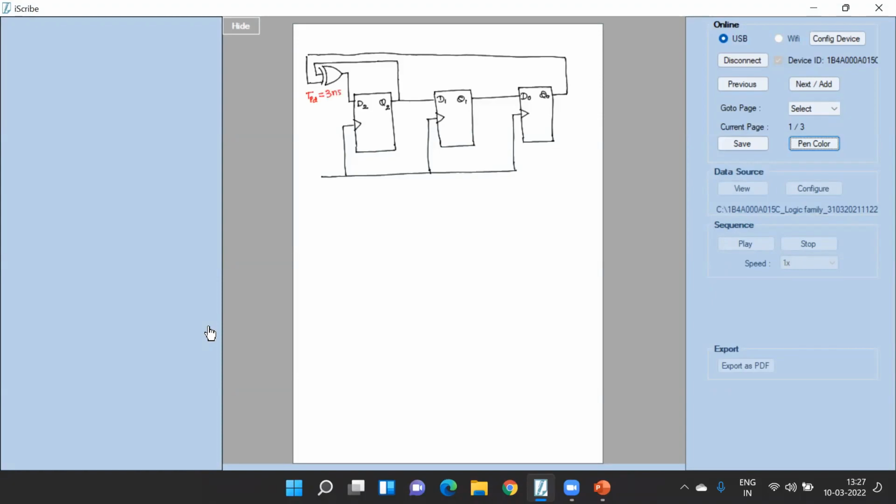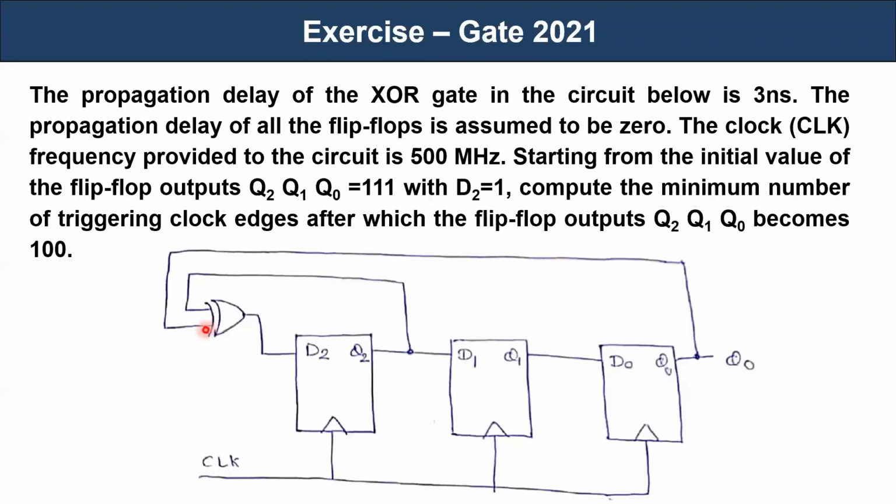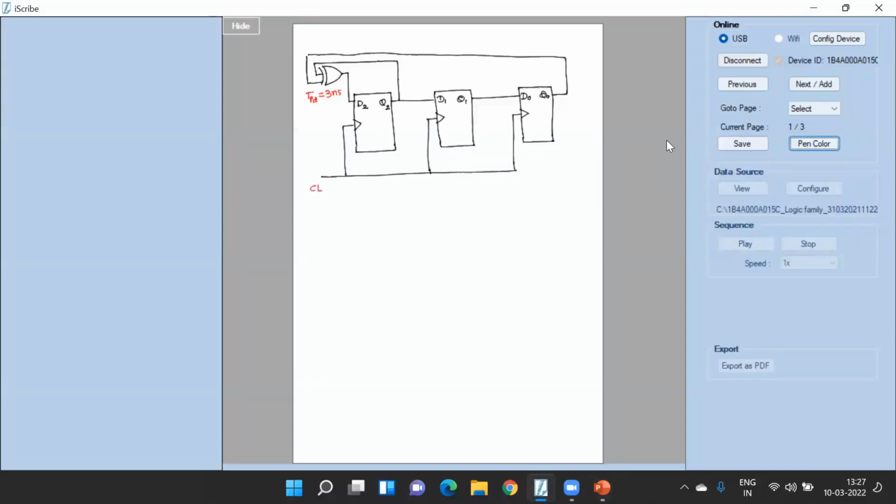Now the next input which is given is the clock. The clock frequency is 500 megahertz. So this is my clock frequency CLK, F, which is 500 megahertz. That's the common positive edge triggered clock for all the flip flops.